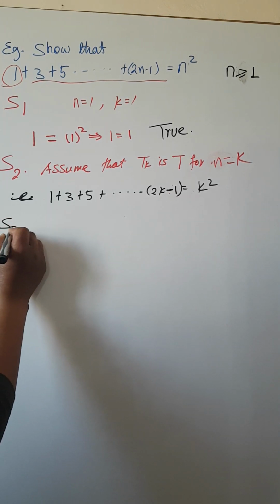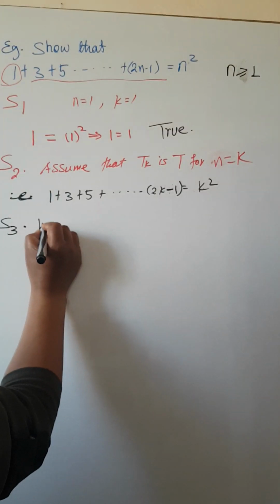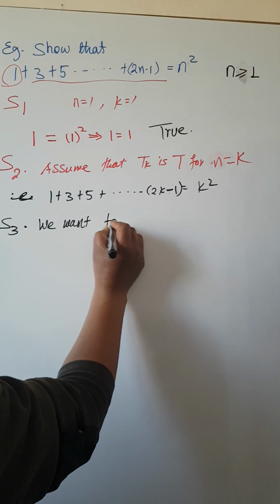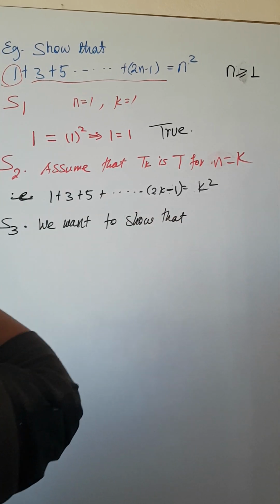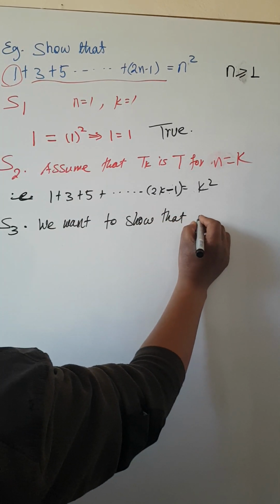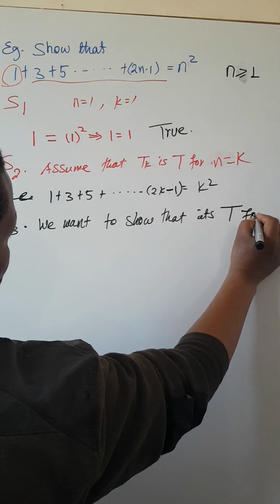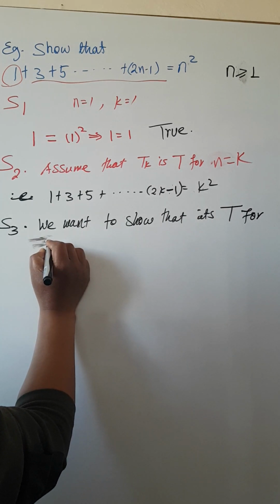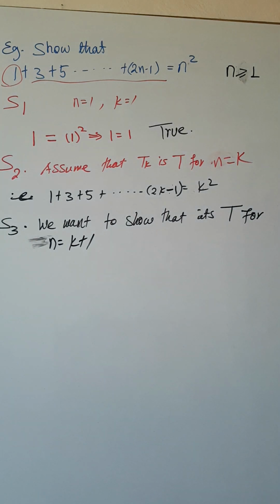Now here we have the third step. Step 3. Here we are supposed to show that the series is true for n equal to k plus 1.